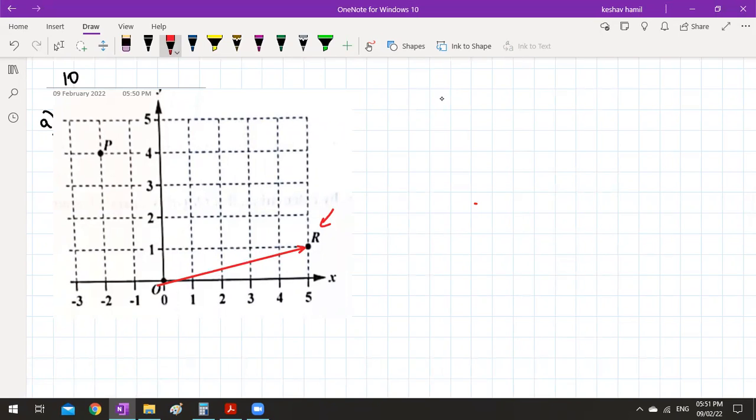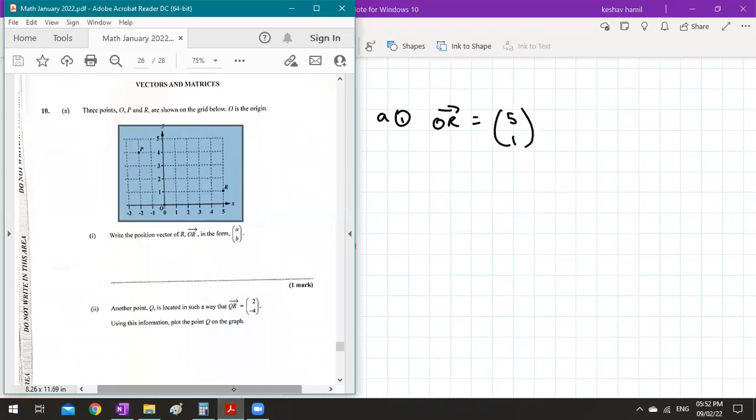And basically what you do is you take the coordinate of R, which is 5, 1, and you write it as a vector. So A part 1, B 5, 1. Right? So you're not going to just write it like that. You're going to say OR is 5, 1.